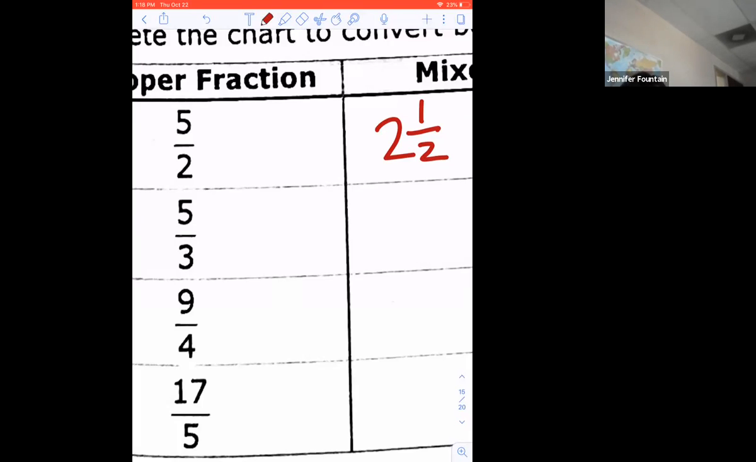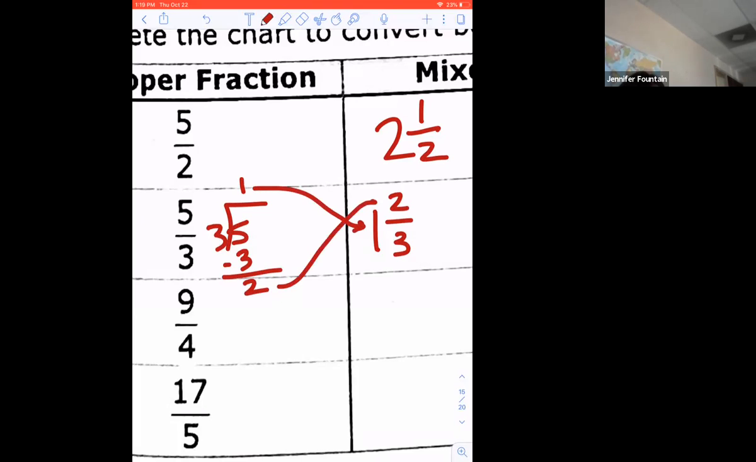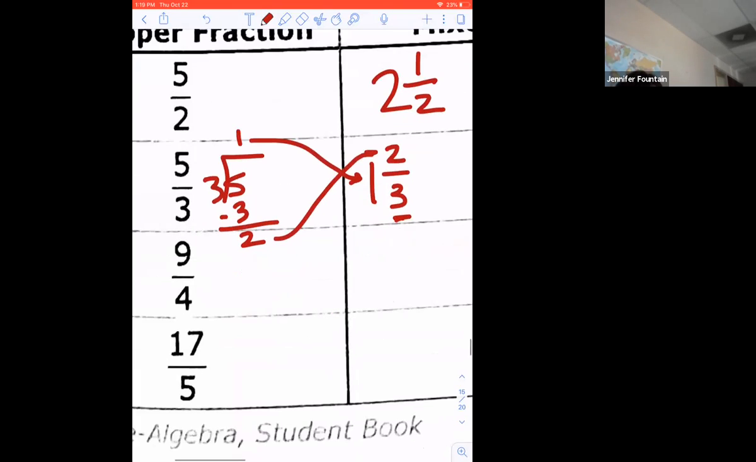5/3. Again, 3 will go into 5 one time. I've got 2 as my remainder. Denominator is 3. If I do any of these and you're not sure how I'm doing it, or if you have questions, please be sure to ask, okay? Because in that situation, all I'm doing is 3 into 5. 3 will go into 5 one time. 1 times 3 is 3. 5 minus 3 is 2. So my 1 became my whole number. My remainder is my new numerator, and then I kept my denominator the same, okay?